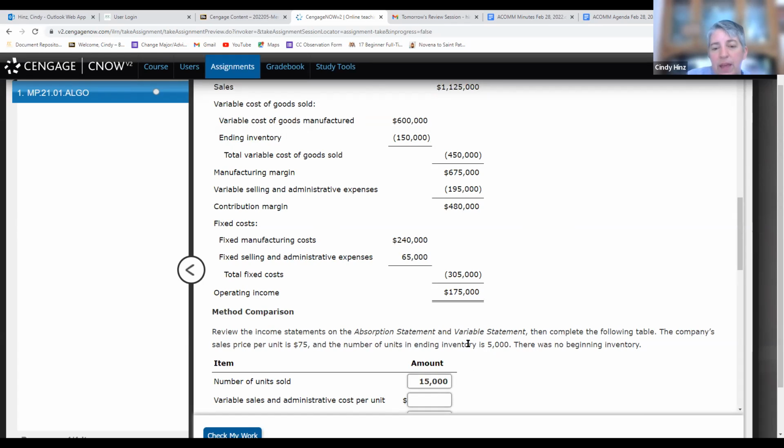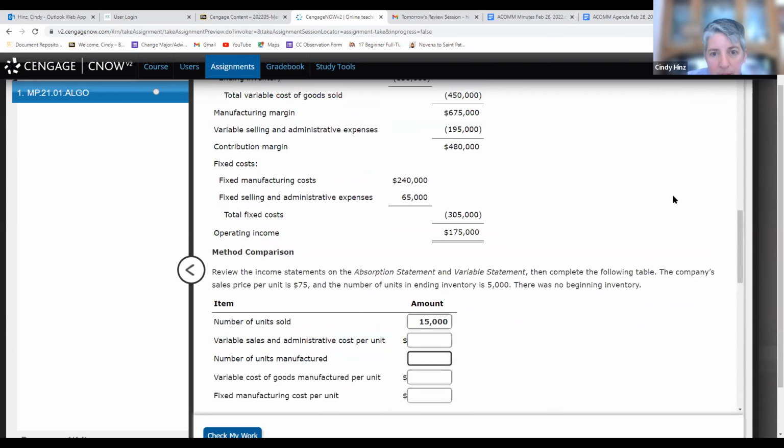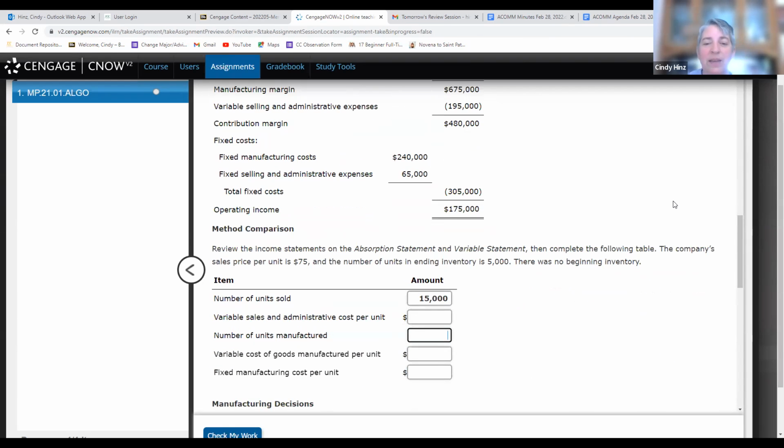And so if the ending inventory is 5,000 and they sold 15,000 and they didn't start with any units, how many units did they produce? Let me skip down here. How many units did they produce? They didn't have any at the beginning of the year. They sold 15,000 and had 5,000 left. So they must have made 20,000, right? They made 20,000, they sold 15 and had 5 left.